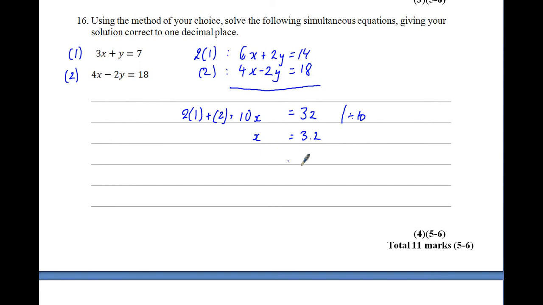Please don't stop here. Some students stopped. This is a question on simultaneous equations. I have two variables, so I need to solve for x and for y. The method is to substitute into one of the two equations. For example, this one: 3 times 3.2 plus y equals 7. Please now finish this equation and solve for y.